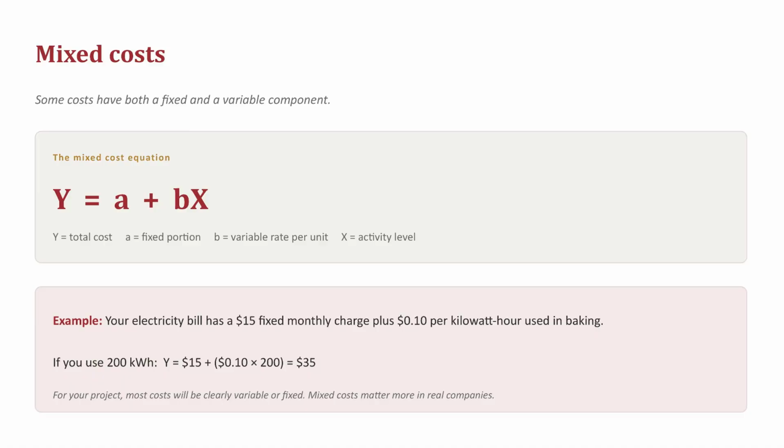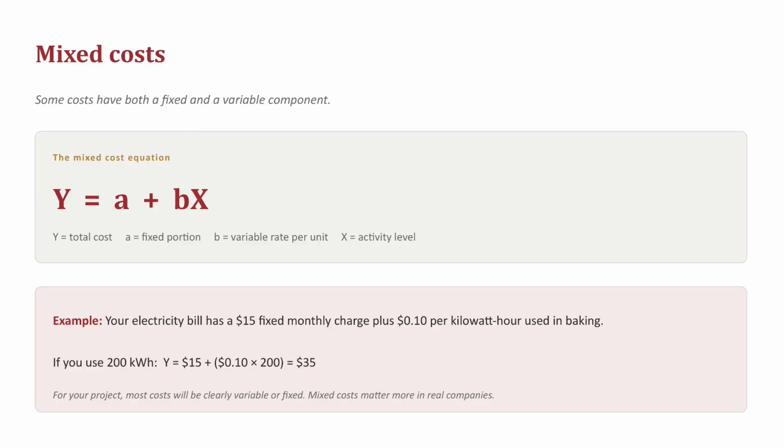Some costs have both a fixed part and a variable part, and that is what mixed costs are. Think of an electricity bill with a $15 monthly charge plus 10 cents for each kilowatt hour used. The formula is Y = A + BX, where Y is total cost, A is the fixed portion, B is the variable rate per unit, and X is activity level. If you use 200 kilowatt hours, the total is $35.